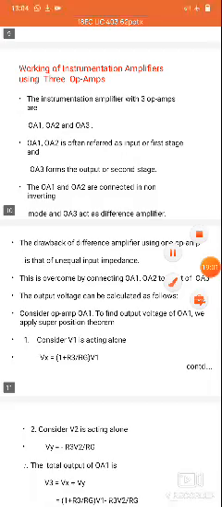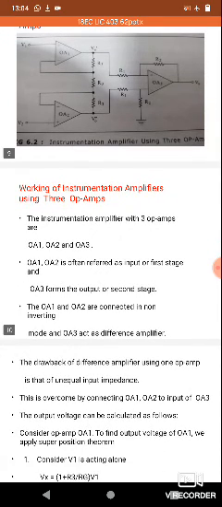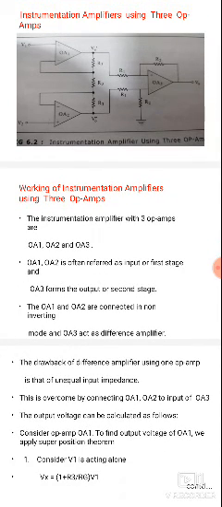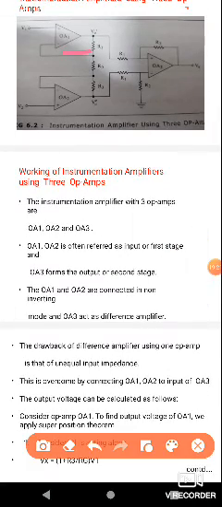First, this is the design of the instrumentation amplifier. The instrumentation amplifier uses 3 op amps, named OA1, OA2 and OA3. OA stands for operational amplifier. So, operational amplifier 1, operational amplifier 2 and operational amplifier 3. These are the three main op amps of the instrumentation amplifier.